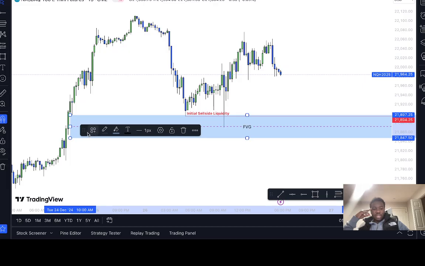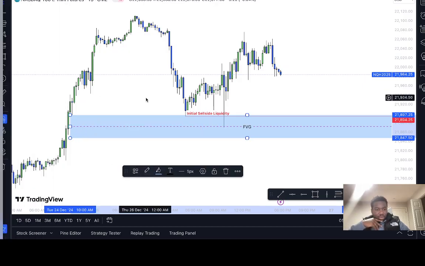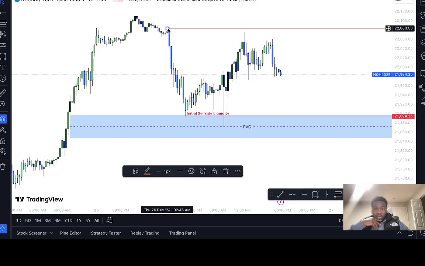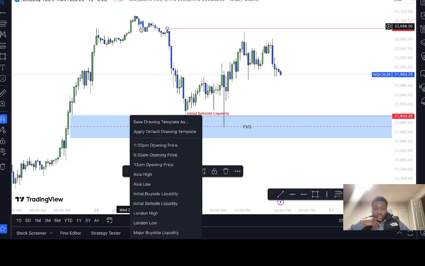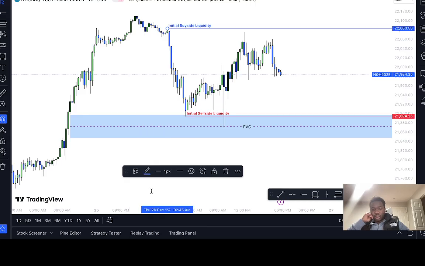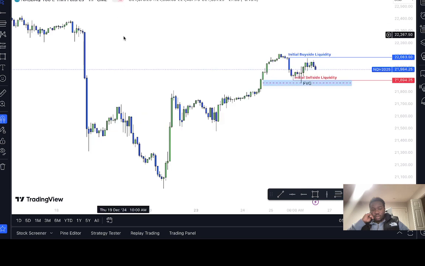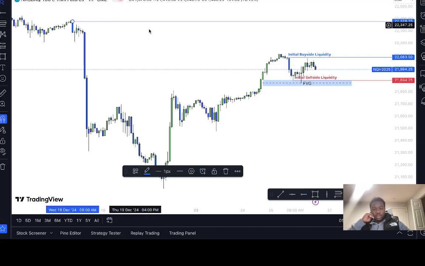So we see, just mark out the buy side liquidity. You can say this level is kind of buy side. I usually would just mark out the top here, but just for the sake of the video and seeing that price didn't touch there anyways today, this would be the initial buy side. Okay, and then this would have been like major buy side if we got up there. So I'll just mark that out as well.